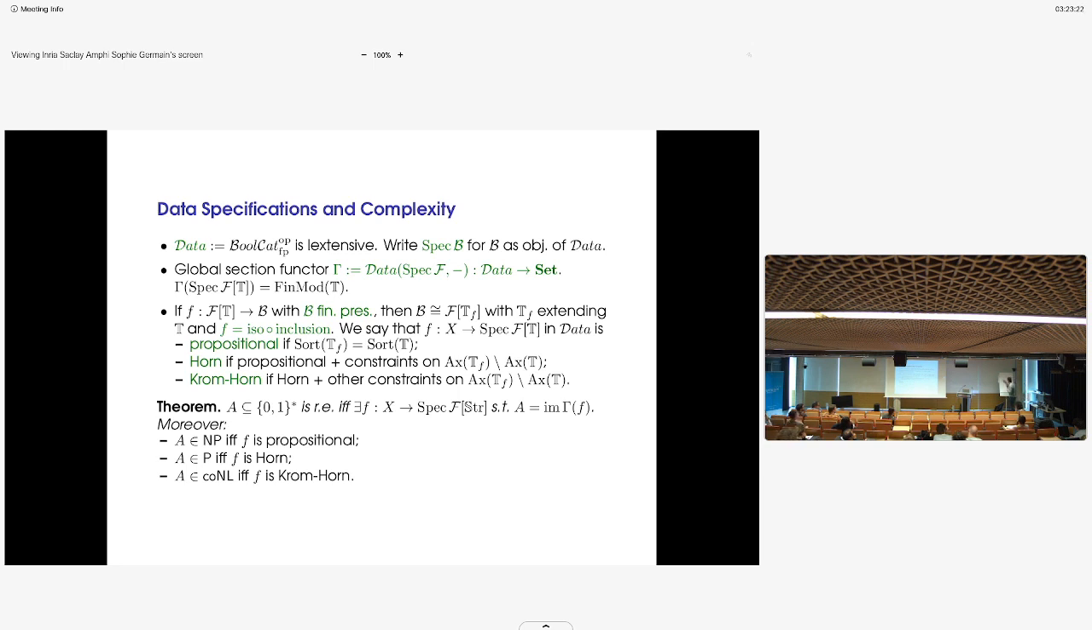So a logical functor like this is exactly the same thing as a finite model, sorry, because this is finite, of T. This is the crucial thing of categorical logic. So models become functors, and due to Lawvere, from a long time ago.